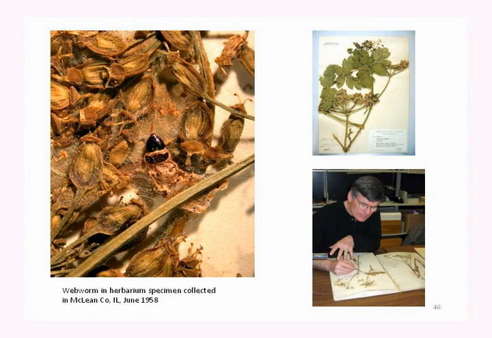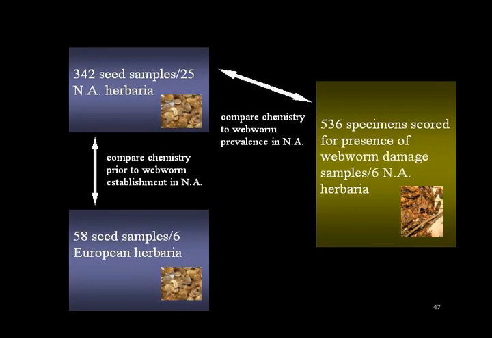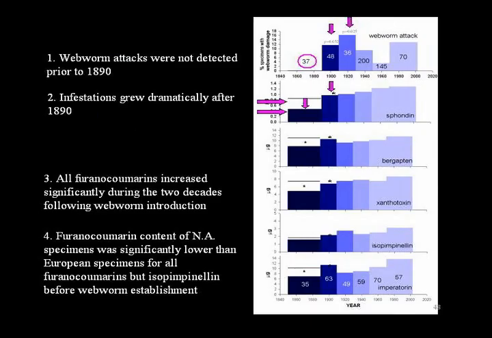measured the chemistry. So we took seed samples from North America, compared them to webworm chemistry prior to the establishment of webworms in the US, compared them to European herbaria from those same periods, and then looked at the change in the chemistry of the plants here and in Europe with and without, before and after webworms. So what we found, we found no evidence in herbarium specimens of webworm presence before 1890. Infestations grew dramatically after that.